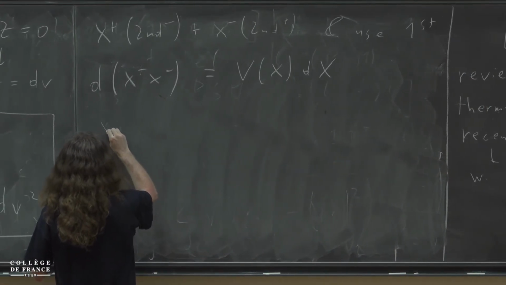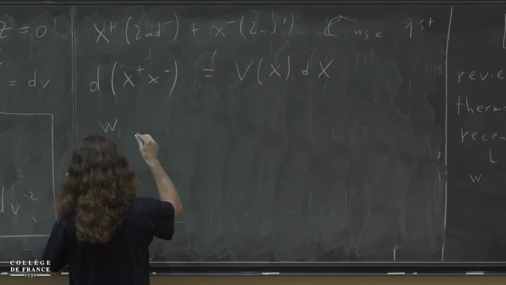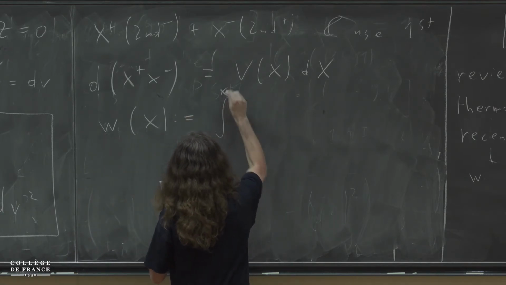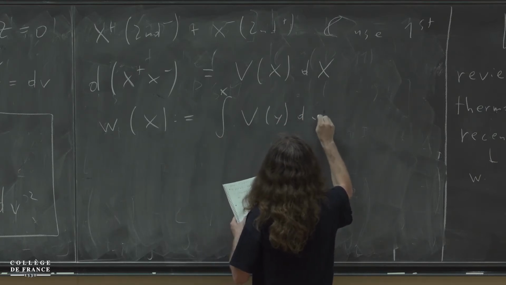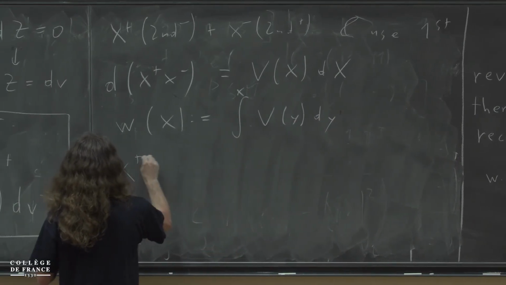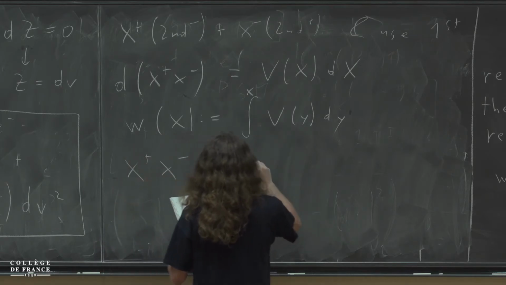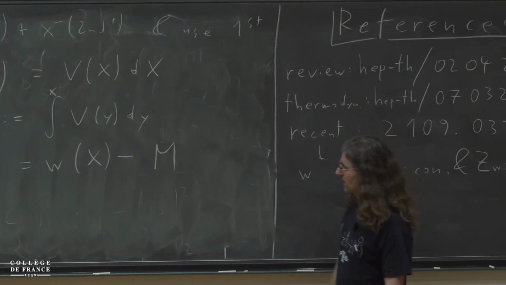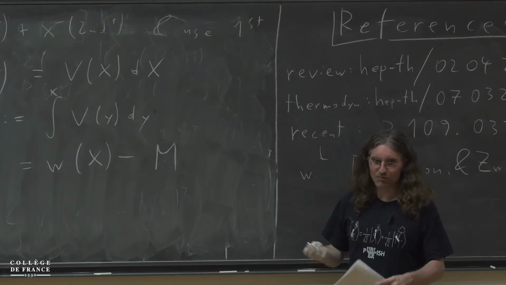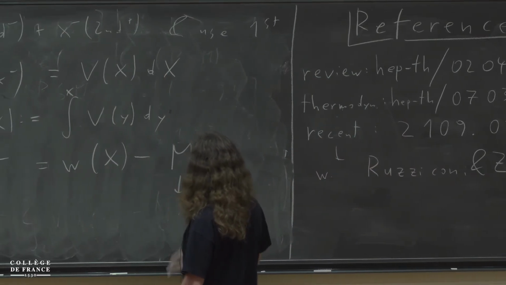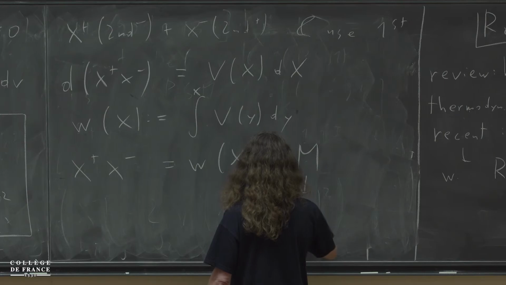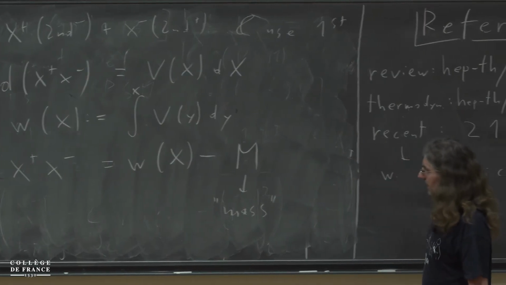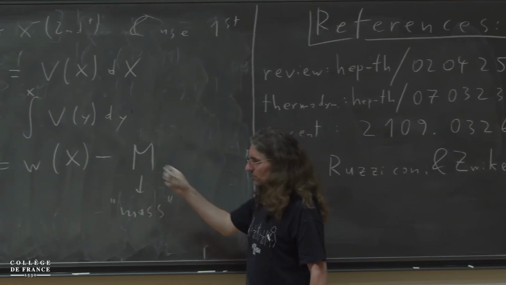I apologize for the notation. This is w, not omega, but it's what has been used in the literature. So w is defined as the integral of v. Using this definition, we finally get the result that x plus x minus is w of x minus a constant of motion, which I call m. This is the only constant of motion of physical relevance here. The interpretation of this constant of motion is as a mass of our state. And indeed, for concrete models, it turns out to be related to the black hole mass of our solution.